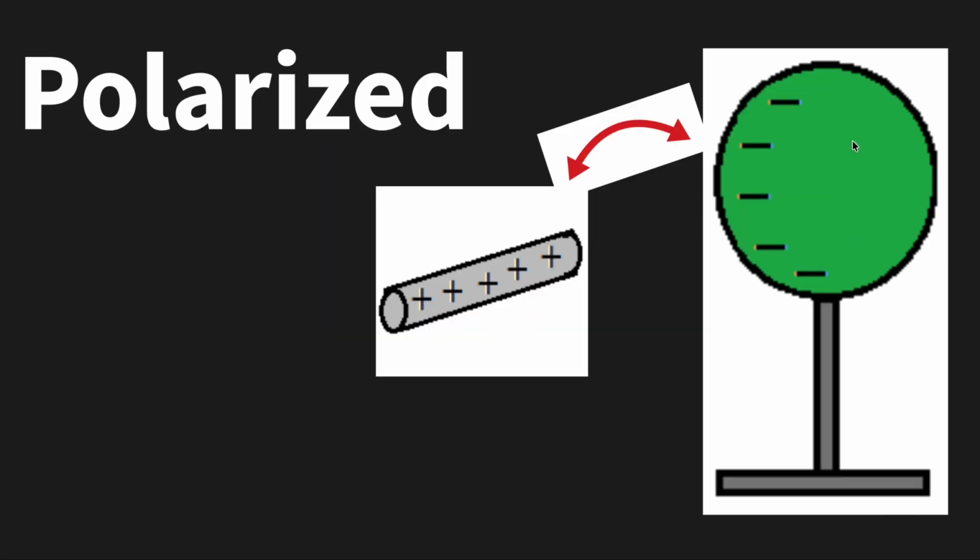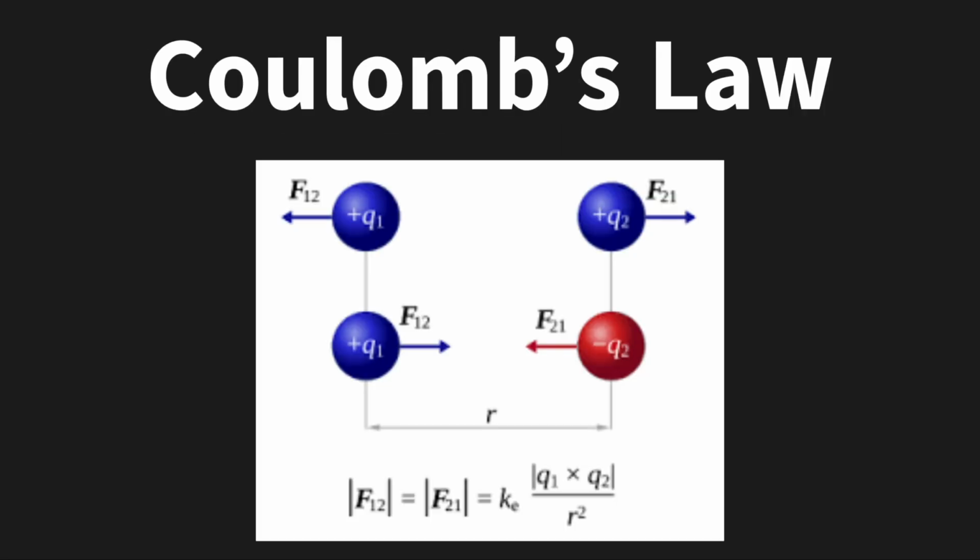So we end up still getting that all the electrons kind of shift over this way, making this side a little bit more negatively charged and this side a little bit more positive. Now let's talk about Coulomb's law.